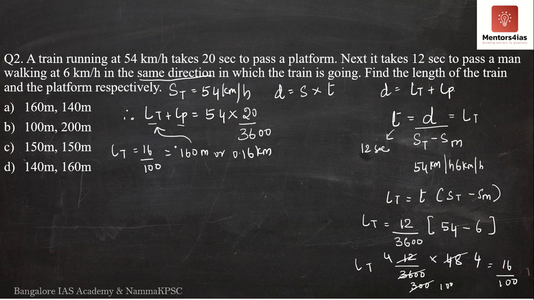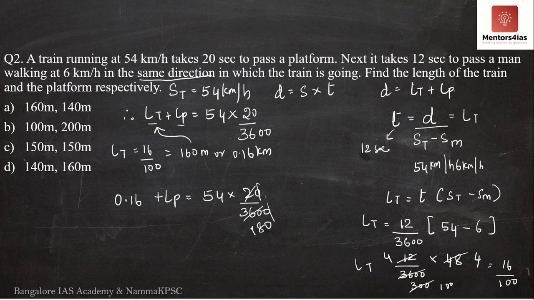Now, if we have to determine the length of the platform, we just have to substitute this over here. So now, substituting the length of the train in this equation, what do we get? Please remember, it's not 160. Here, everything is in terms of kilometers, 54 kilometers per hour. So I have to take 0.16 and not 160. So it is 0.16 plus length of the platform is equal to 54 into 20 divided by 3600 over here. 3600, so 0 and 0 cancel.